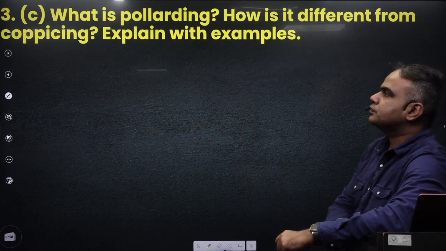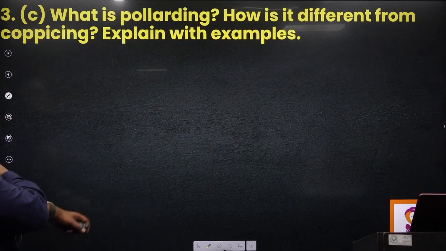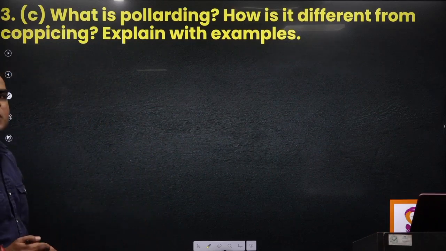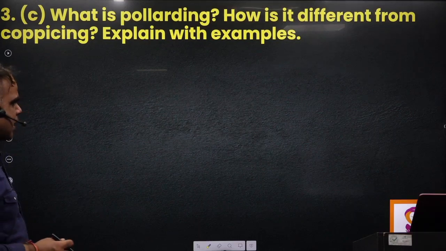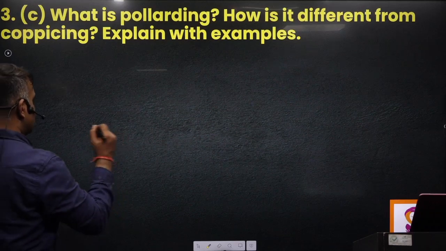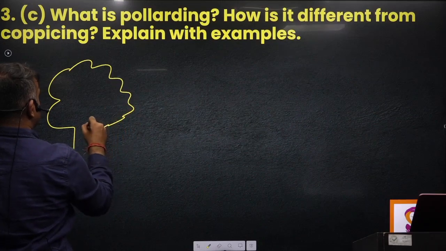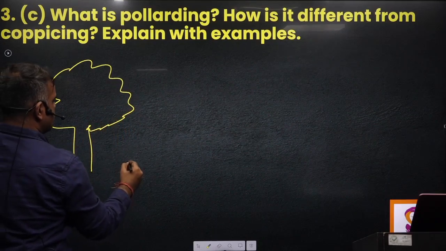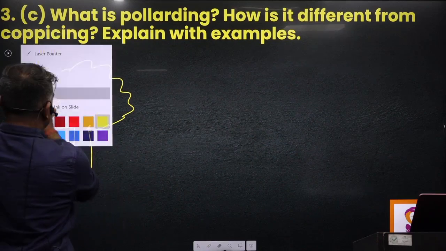Right, now what is pollarding, okay, and how is it different from coppicing? Explain this with examples. Fine. So let us first understand what pollarding is. And by the way, in case somebody is not aware, in very simple terms, let's say this is a proper tree here. The general difference, if I draw it, it would be better if you draw both.